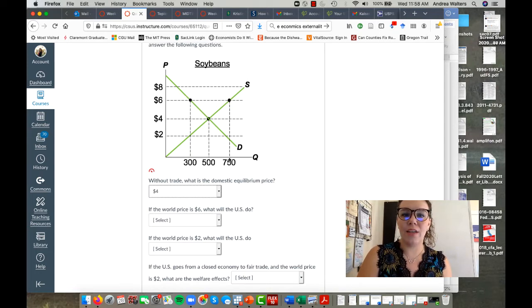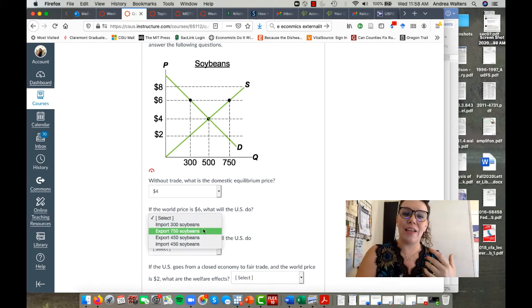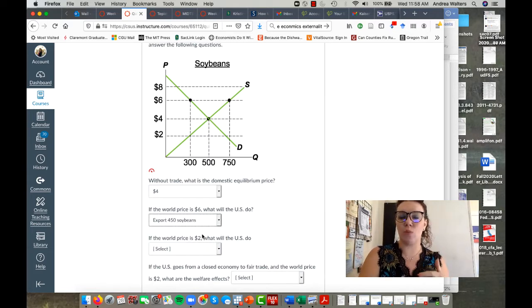Not only that, they're going to export the difference between the quantity supplied and the quantity demanded. So if firms are selling 750 soybeans and domestic consumers only buy 300, 750 minus 300 gives us an export of 450 soybeans. So the US will export 450 soybeans, the difference between 750 and 300.